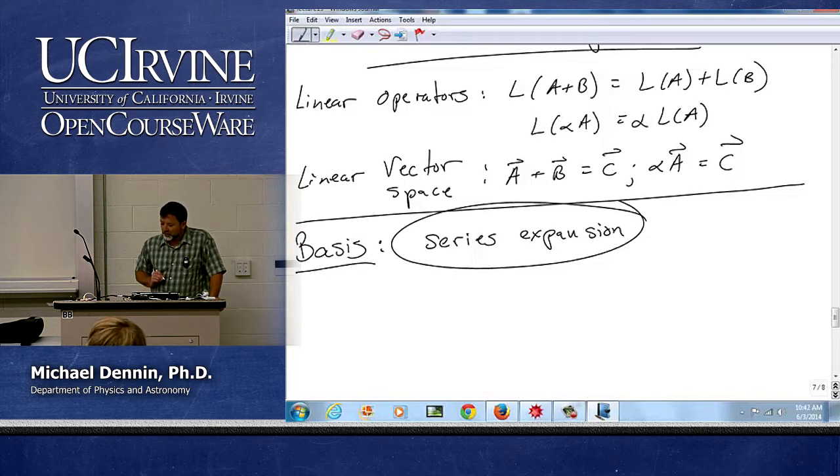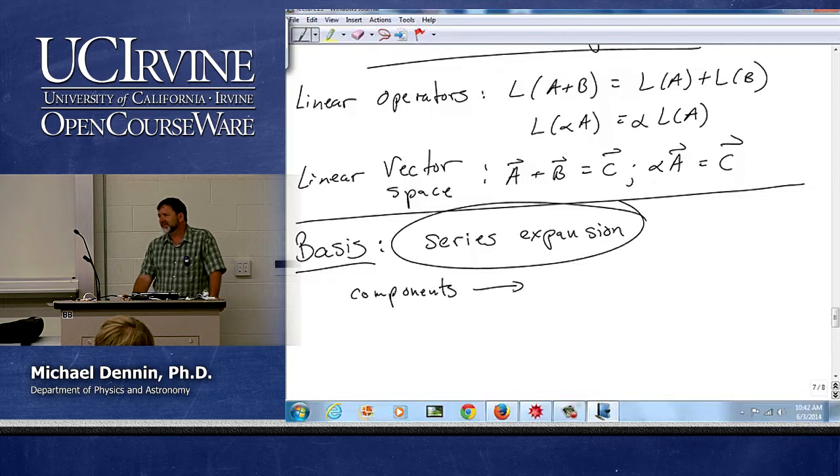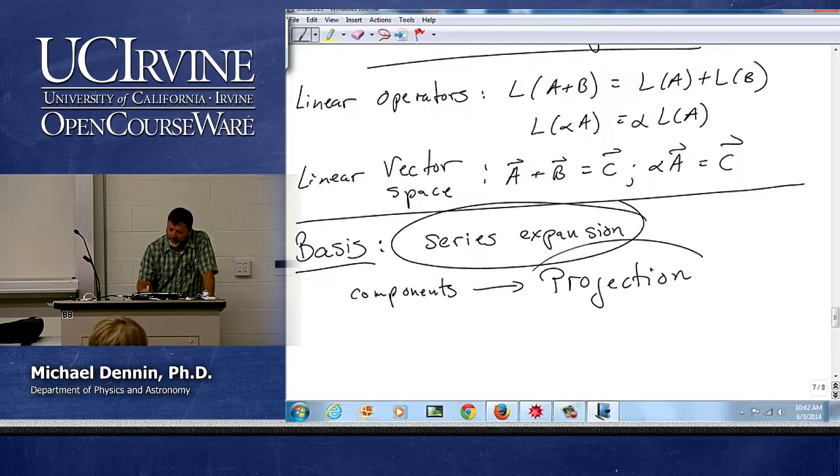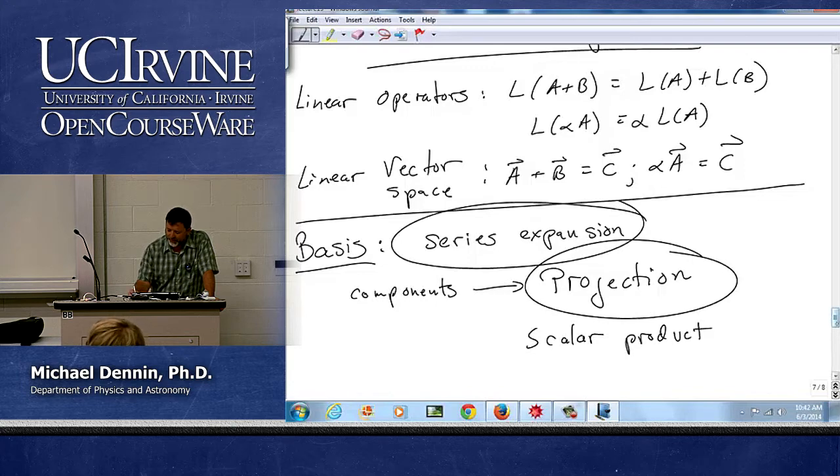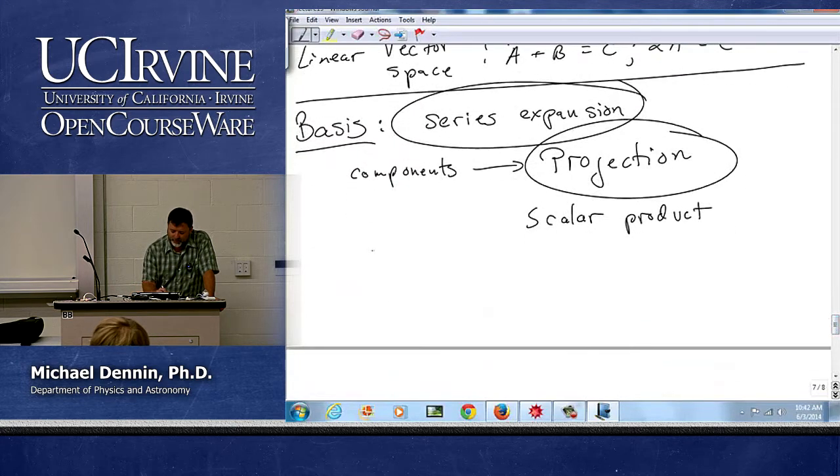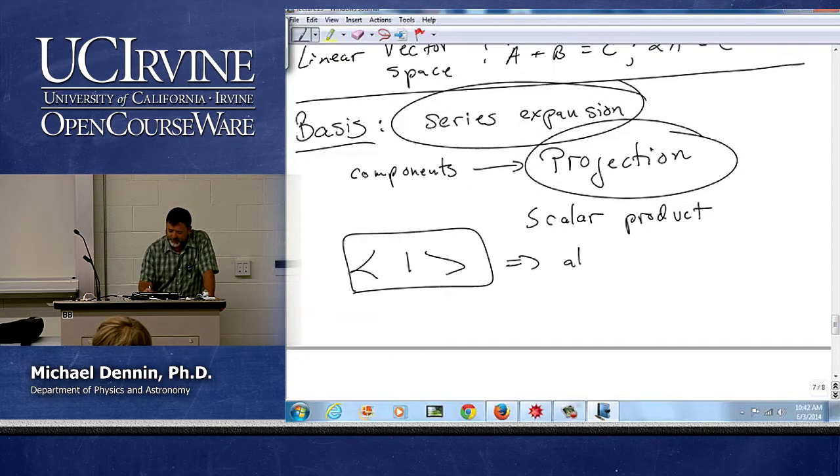Now, to do this, anytime we want to find our components, the main idea we use is what? Projection. Projection. And that played a central role throughout the course. So we have to understand what is the scalar product in any given situation. And this is where the bra-ket notation becomes so powerful for basically abstract manipulation.